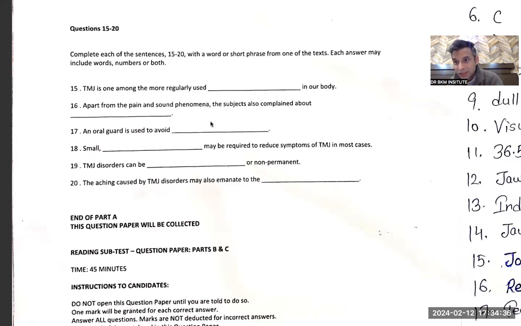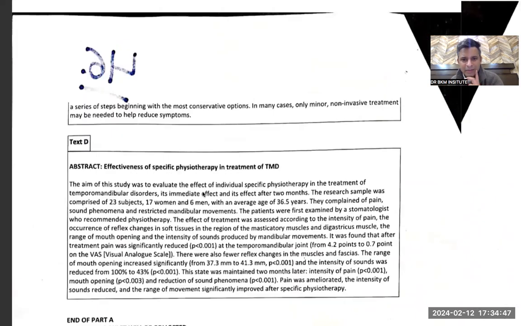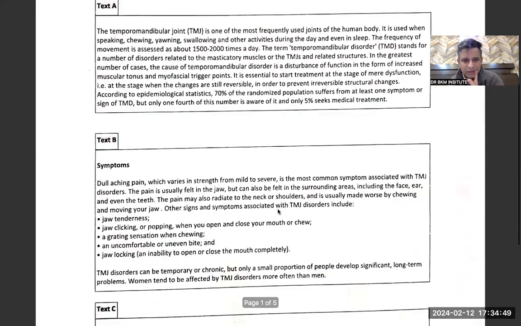Easy questions should be done. Difficult questions can be wrong or can be missed. The 19th was difficult because it is given that way. Now, "aching caused by TMJ may also emanate to the", emanate means equal to the, aching should be given it.